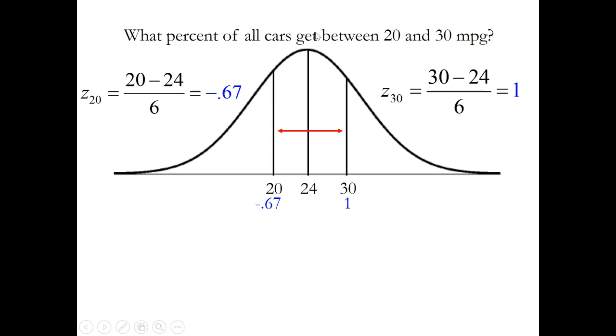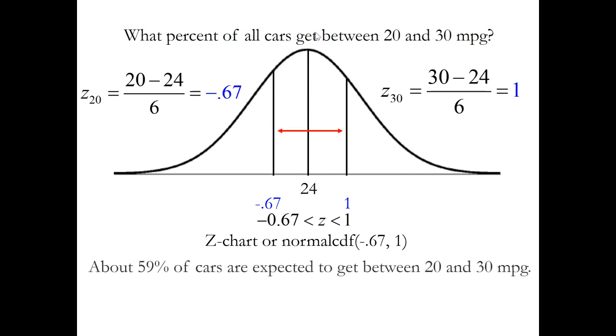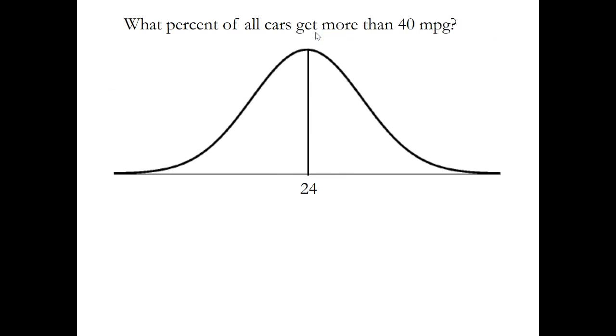Now, of course, I can still mark my z-scores on my graph. That's what I'm looking for. I want the area. What proportion of cars will have a z-score between negative 0.67 and 1? We found that out: around 59%, and that would be the proportion of cars that get between 20 and 30 miles per gallon. Let's go ahead and try another one.